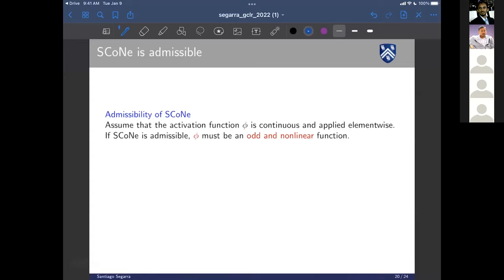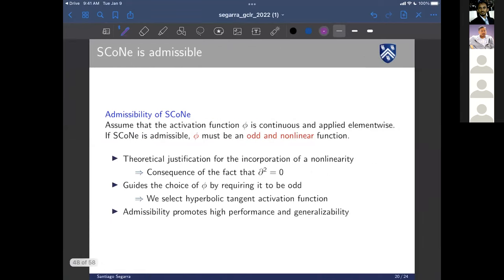So before showing some results, first let's talk about the admissibility of SCONE, whether SCONE satisfies the three properties: permutation equivariance, orientation equivariance, simplicial awareness, or not. And here, an interesting result is that, assuming the nonlinearity phi is continuous and applied element-wise, as these things usually are, then if SCONE is admissible, it must mean that phi is odd and indeed a nonlinear activation; it cannot be linear. So this is kind of cool because it gives us a principled approach towards choosing this nonlinearity in our architecture. First, it gives us a theoretical justification for using nonlinearities at all. It's not just that nonlinearities are useful for images, so let's use them here. Nonlinearities are useful because they make our architecture admissible given the properties that we defined. So this is not just a whimsical choice.